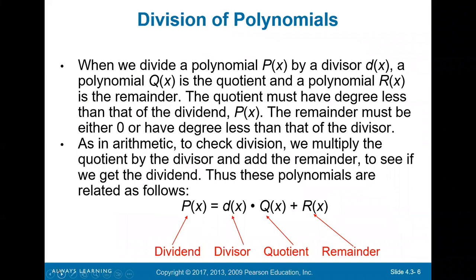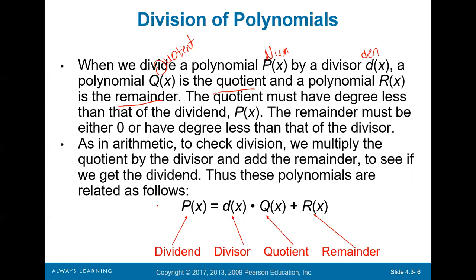When we divide a polynomial p of x by a divisor d of x, we get a polynomial q of x. So what is that? Okay, p of x is the name of the function and it's going to be my dividend, which is my numerator. This little d of x is my divisor, which is my denominator. The q of x is my quotient, and the r of x is my remainder. Oh, I left the r out.